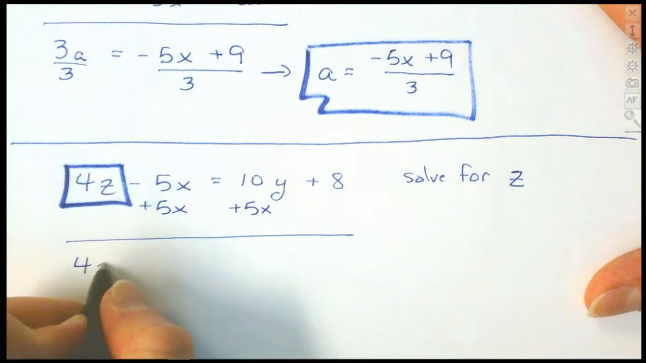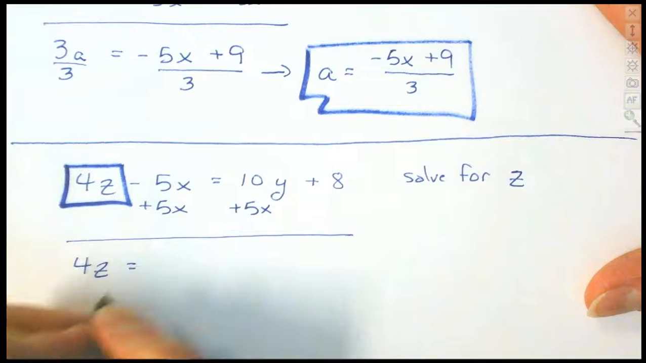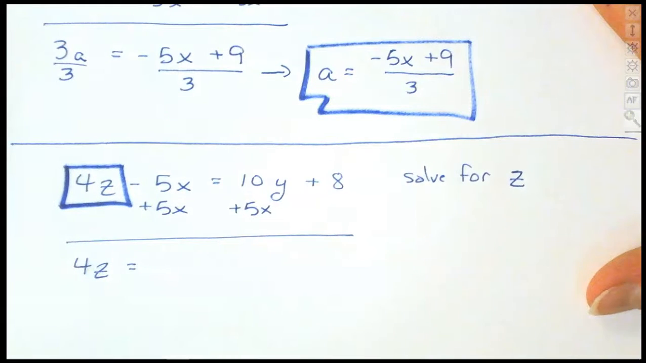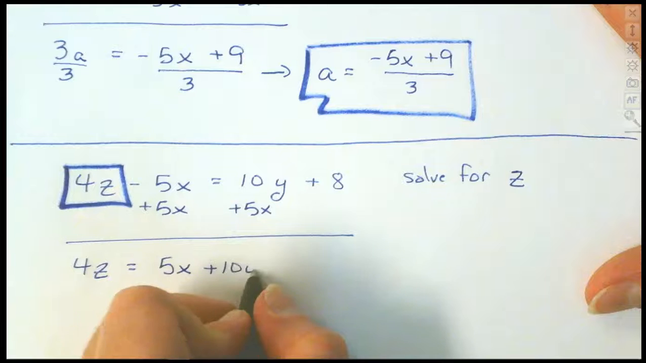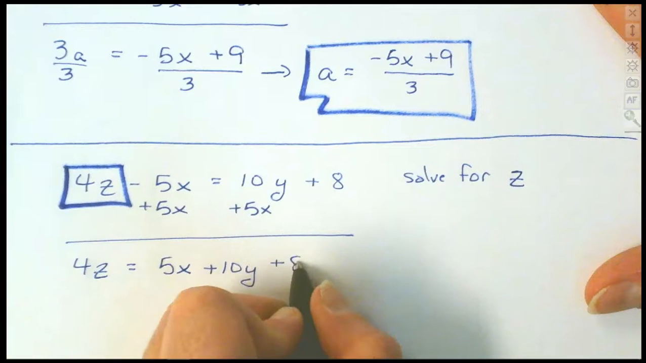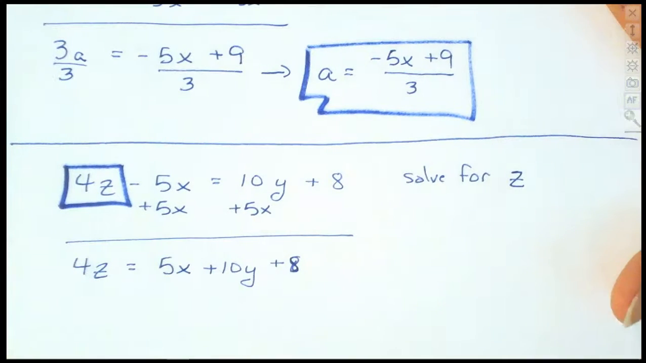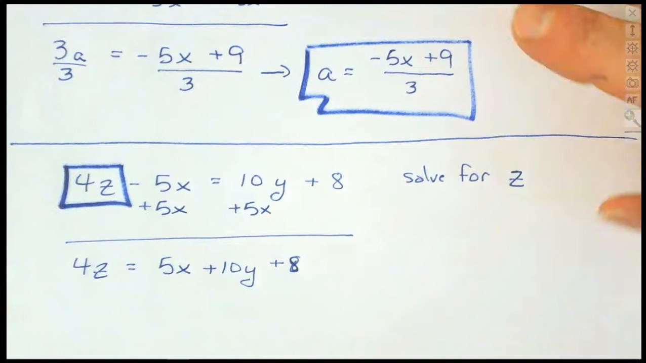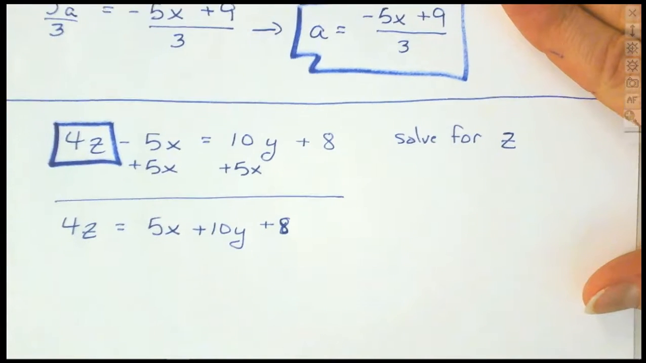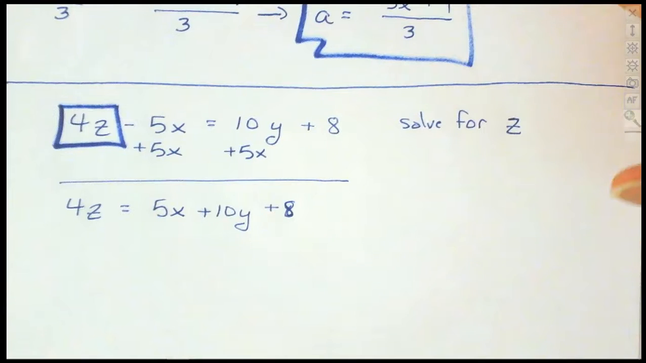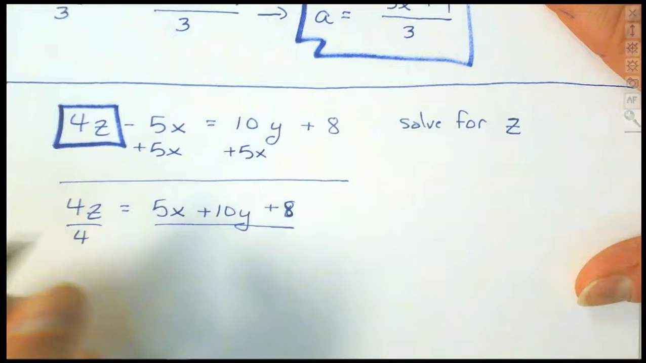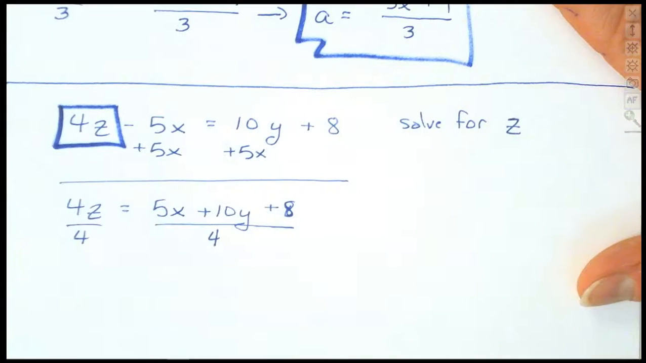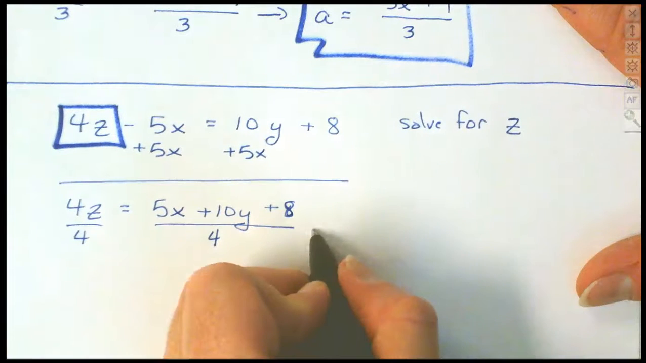And now we've got 4z on the left, and that equals 5x plus 10y plus 8. And what's our last step here? To finish this out, can someone tell me what I need to do next? Divide by 4. Yep, divide by 4, and that's it. And you leave the fraction alone. So don't try to reduce it. Just leave it as it is. And that's going to be our answer.